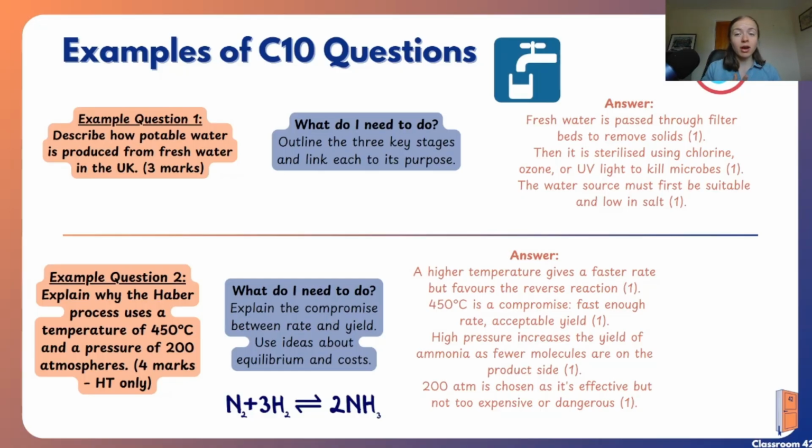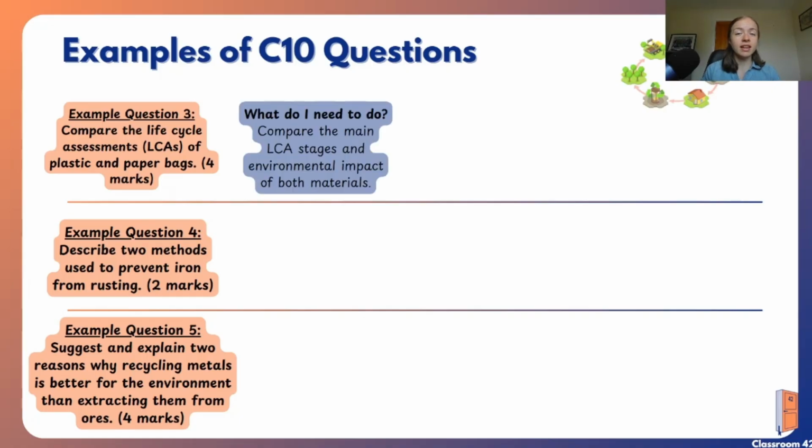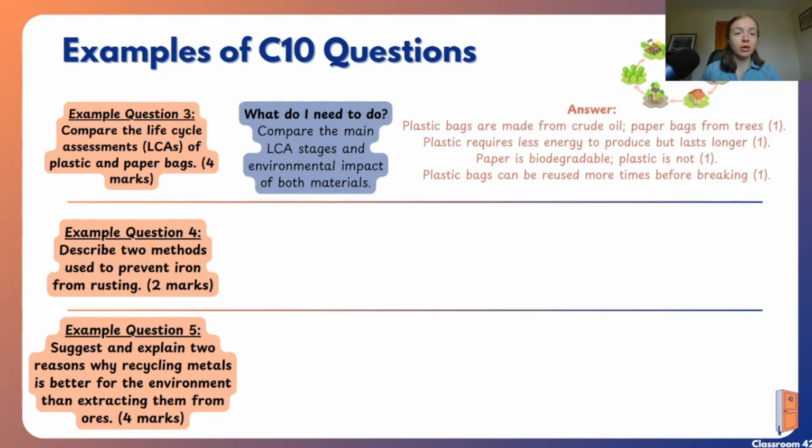So basically we've described there how the temperature and pressure are both used to give an effective reaction rate, but to minimise the negative consequences that could come from pushing any of them higher or lower. So question 3 is compare the life cycle assessments, or LCAs, of plastic and paper bags. So this is an AO2 type question. So we're comparing those main stages and the environmental impact of both of those materials.